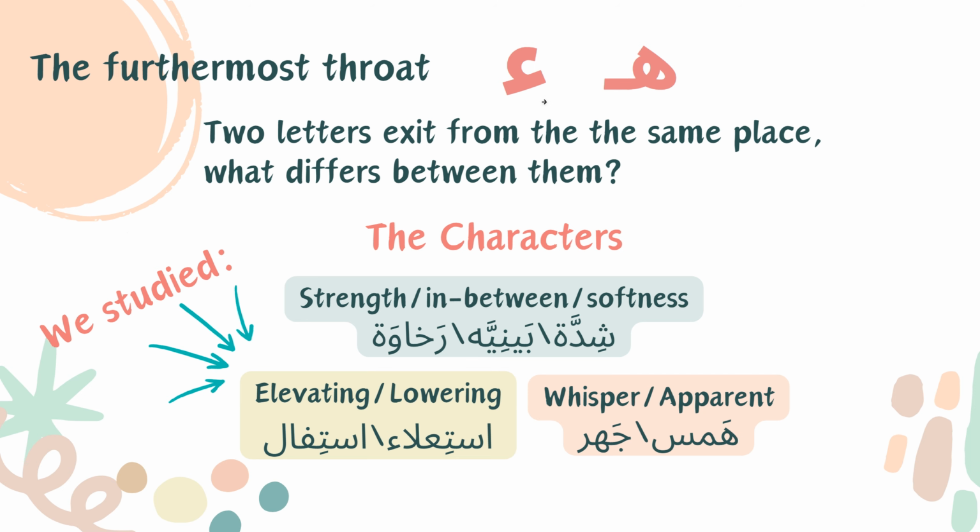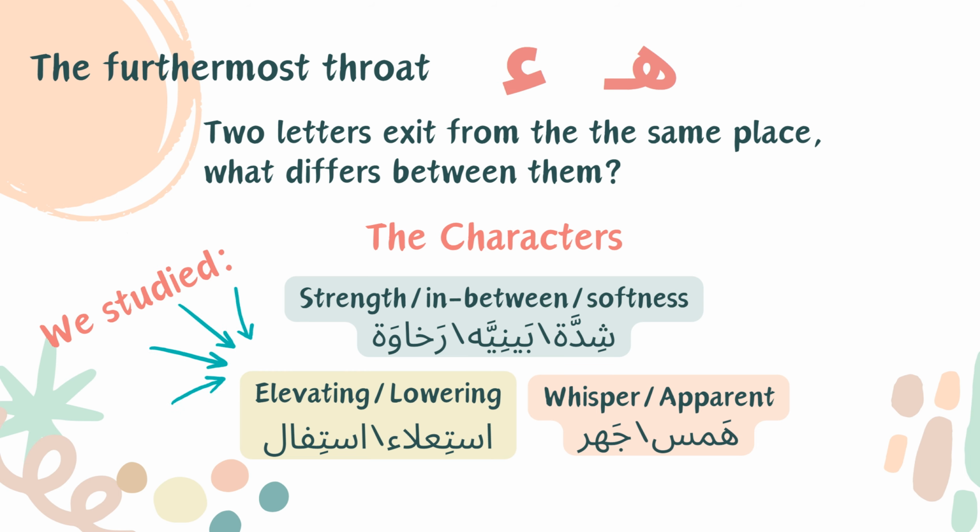What differs between them is the characteristics, the characters of the letters. So if you find letters exiting from the same place, then what differs is the characters. And in the case of the lengthened letters, what differs was the mouth parts. How was it? It was not the characters. They shared the same articulation area, they shared the same characteristics, but what differed was how the tongue took place, how the lips took place, and so on.